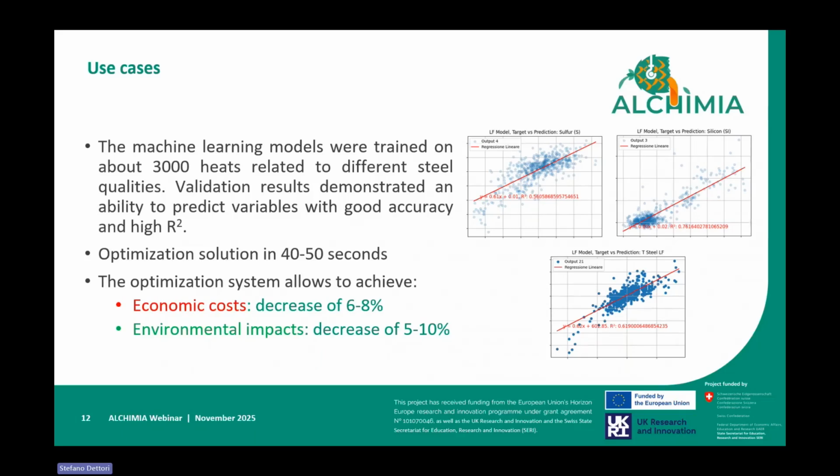And the optimization system, this is a result that we identified during the simulation of the optimization system by using real data. We saw that we can decrease the economic cost of around 6 to 80%, even more for some specific heats, for some specific steel qualities, and decrease the environmental impacts of about 5 to 10% on average.